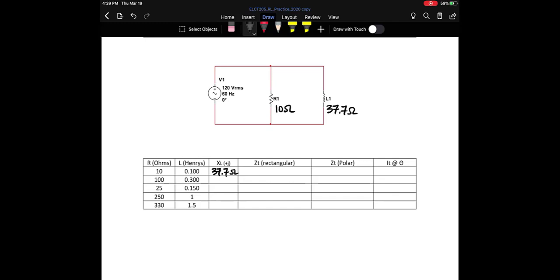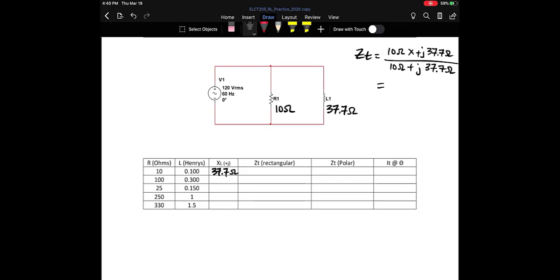What we have to do is use product over sum. So Z total is equal to 10 ohms multiplied by plus J 37.7 ohms, over 10 ohms plus J 37.7 ohms. That's going to give us product over sum. So I'm going to put that in my calculator, and don't forget to use your brackets accordingly. 10 ohms as a real value multiplied by J 37.7 ohms, divided by 10 ohms plus J 37.7. Then you hit your result and you can get the value in either rectangular or polar.